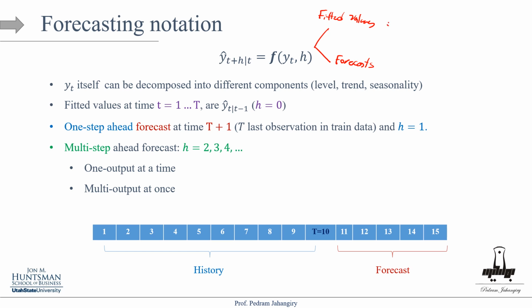So the fitted values, we're going to call them y hat t given t minus 1, equal to a function of y t minus 1. That's it. And then your forecast, if you're assuming that you're at terminal point capital T, well, actually we're forecasting into the future as well, right? We're forecasting h steps into the future, given T, is equal to f of y t and h. All right, so we're going to need these two formulas, notations: fitted values versus forecast in the future.